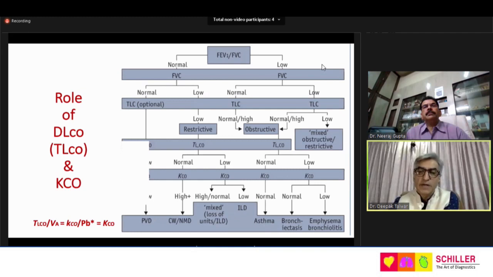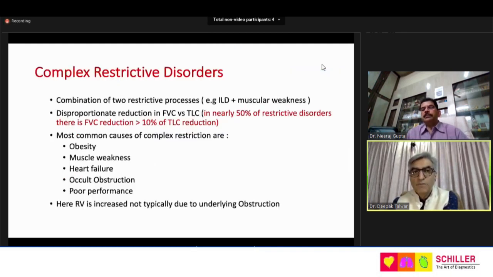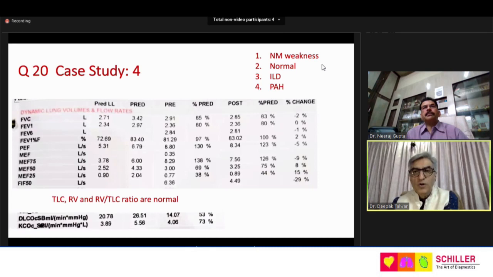Some of you would have picked it up as ILD or PH. PH is unlikely, but ILD may be there, but underlying neuromuscular weakness becomes a very important one here. So with that, we move on to case number 4, and over to you, Neeraj.